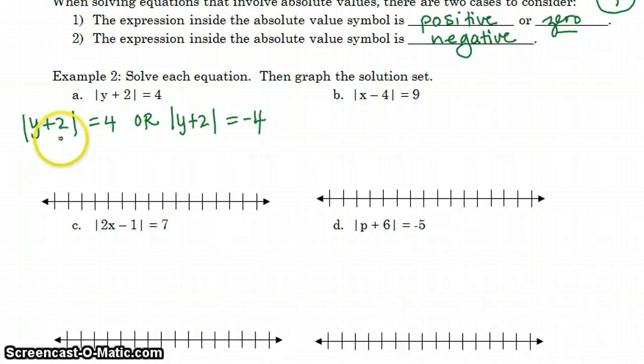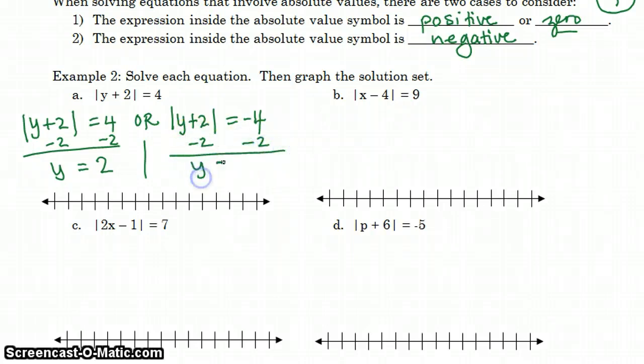So once we've taken care of setting it up, and we said it could be 4 or it could have been negative 4, we do not have to worry about the absolute value any longer. So here we'll subtract 2 from both sides, and y equals 2. Or, when I subtract 2 from both sides, y equals negative 6. So your possible solution is 2 or negative 6.